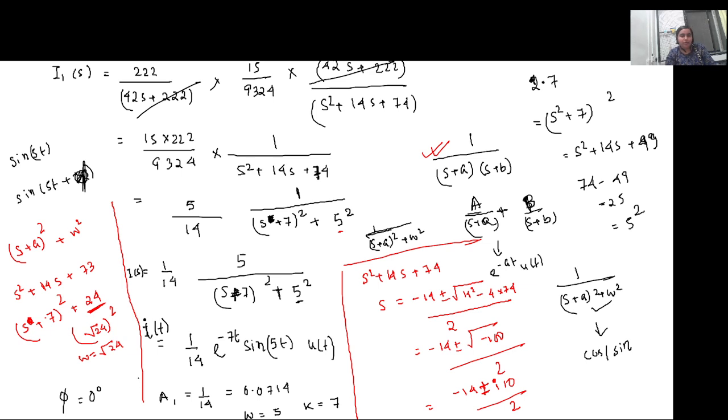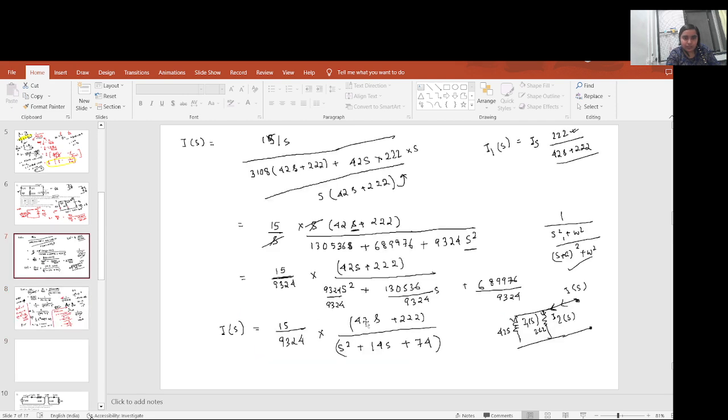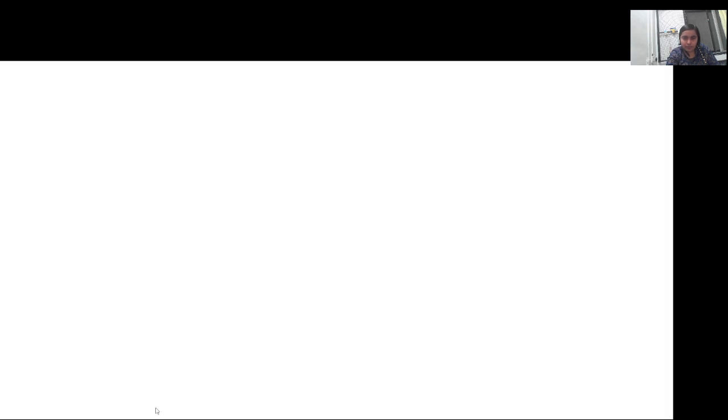Okay. Similarly, in the same fashion, you can find I2 of t, right? So let's calculate I2 of t. Can anyone tell me how to find I2 of t? Exactly in the same fashion. I2 of s will be I of s into 42s upon 42s plus 22.